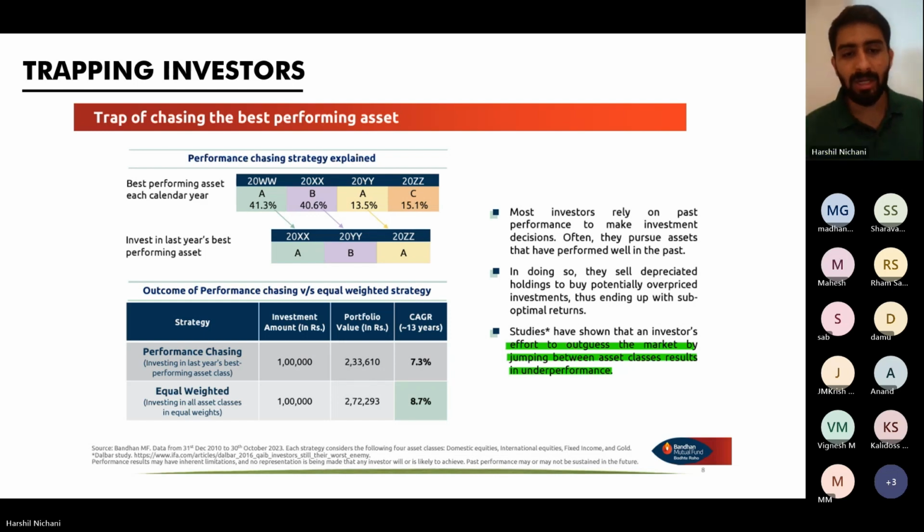If performance chasing over a very long period of time cuts off 2% in terms of CAGR for you, studies have shown that an investor's effort to outguess the market by jumping between asset classes is going to result in underperformance. I did not put this question of how many times you're going to go from one asset class to the other, but I'm opening it up right now: knowing gold has done well, equity has done well, and in periods fixed income has also done well, how many times would you do this?